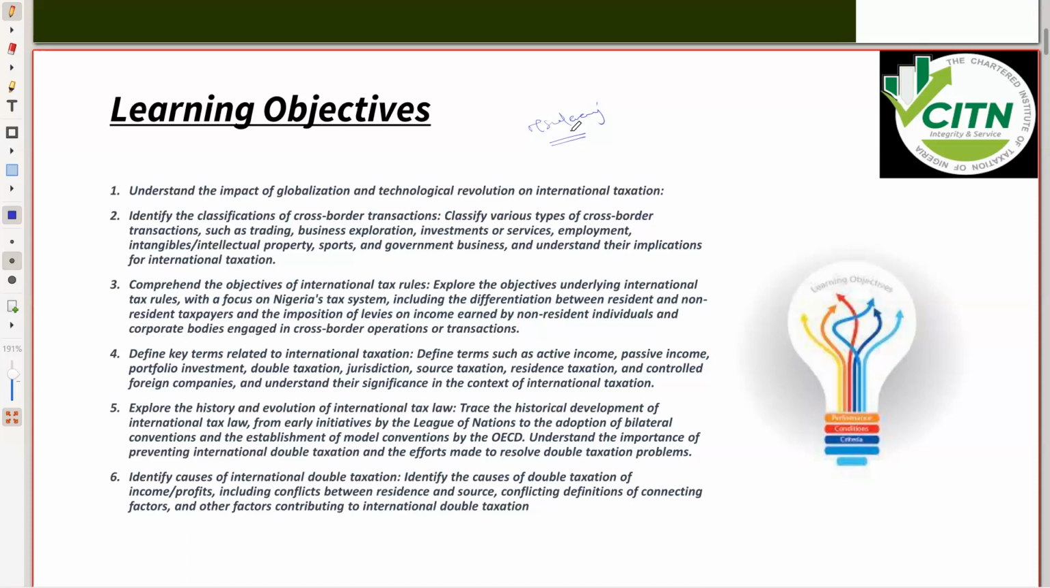However, currently the world is a global environment. Where you stay doesn't really matter when it comes to generating revenue, hence the issue of international taxation. So we'll try to understand the impact that globalization and technology have had on international taxation, and cross-border transactions that are subject to international taxation. And then we'll take a look at tax policy, looking at some of the guiding principles around international taxation that we should be aware of.